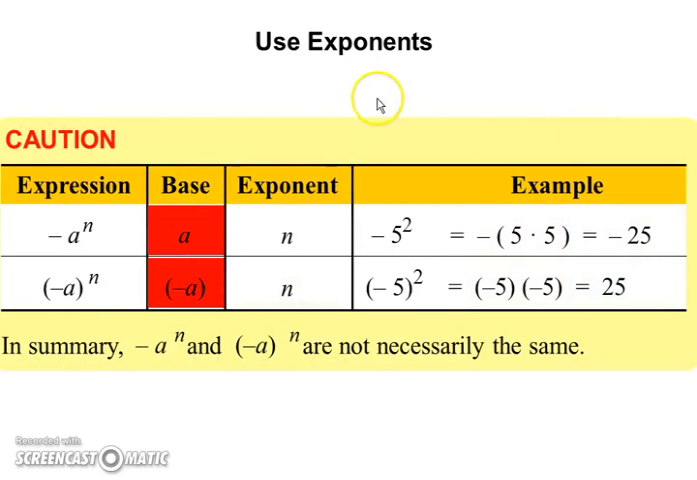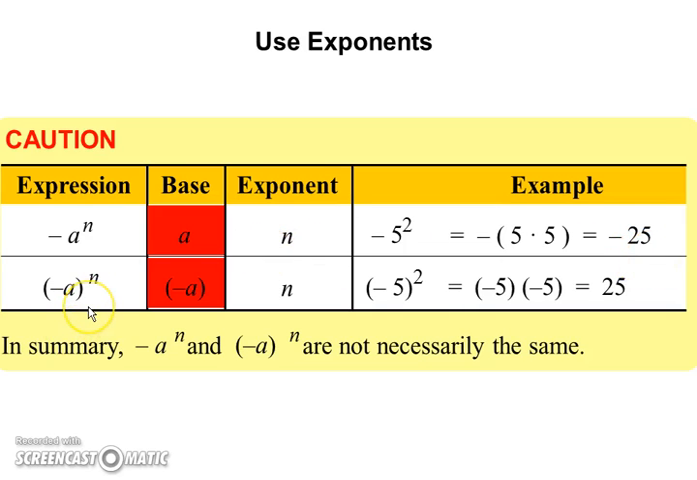So, a caution from the examples before. Notice that when we have any given base, in this slide we're using a to represent the base, and we raise it to the n power, we have to be careful and recognize that without parentheses, we're only raising the number to the power, and the negative sign stays in front. So in the first example, it's showing -5 raised to the 2nd power. We leave the negative in front, multiply 5 together 2 times, and we get an answer of -25.